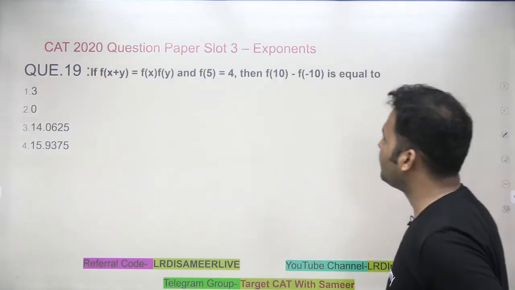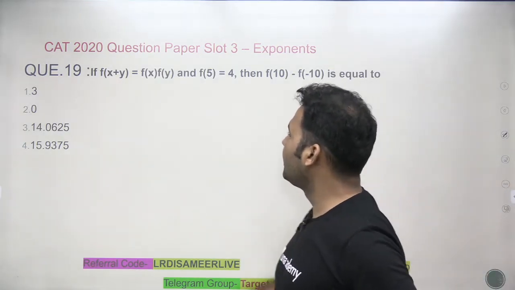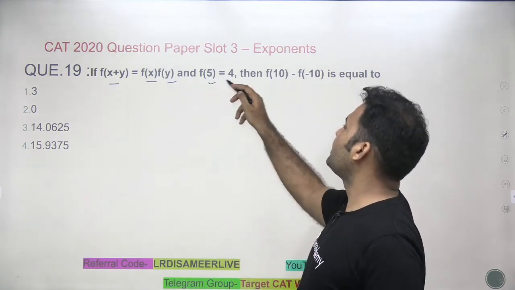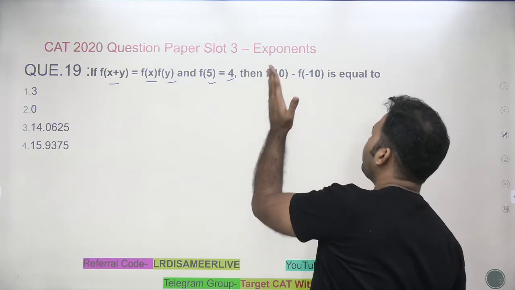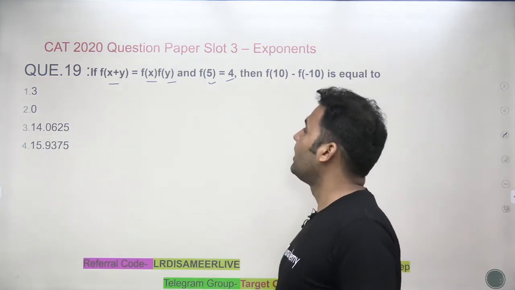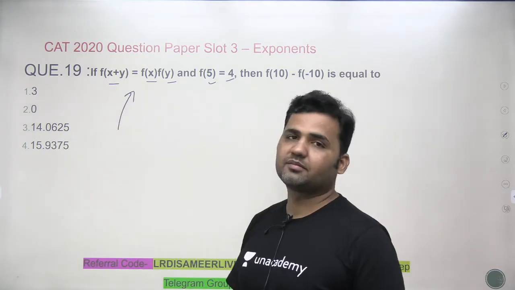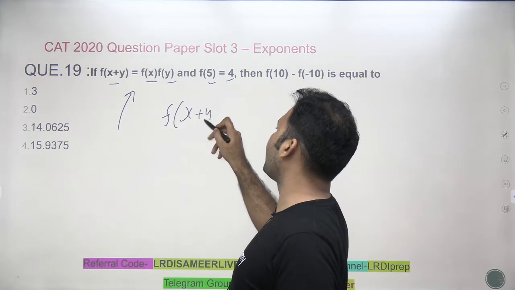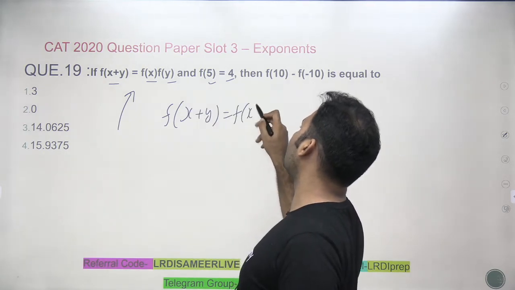Question number 19 says, again from the topic of exponent, f of x plus y is f of x f of y. f of 5 is 4. Then f of 10 minus f of minus 10 is equal to which of these 4 options? Now this is a very famous function. A function f is such that f of x plus y is equal to f of x into f of y.